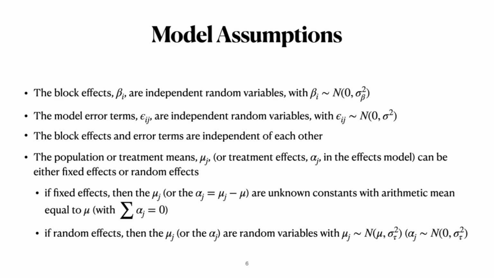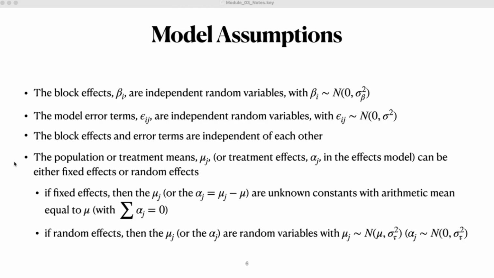The model error terms, the epsilon sub ij's, are again random variables with 0 mean. The variance of the error terms is, again, as it was in the completely randomized design, denoted by sigma squared, and the error terms are assumed to be stochastically independent of each other. In addition, regarding the random block effects and the random error terms, they are assumed to be mutually independent as well. So the block effects and the error terms are assumed to be independent of each other as well.